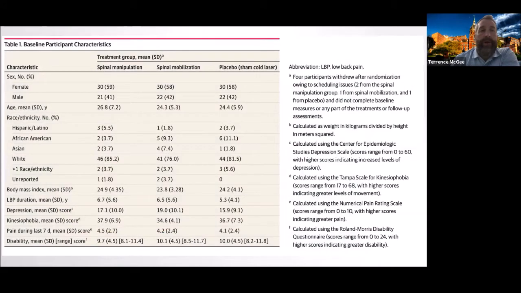So when we look at their baseline characteristics, I think it's really important to note that these individuals, if you take an aggregate, were clinically depressed. They had moderate kinesiophobia, and they had low disability. And why is that important? That's important because the interventions that they chose to measure in this study aren't appropriately matched for their patient characteristics, in my opinion.